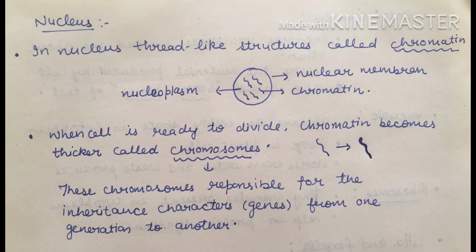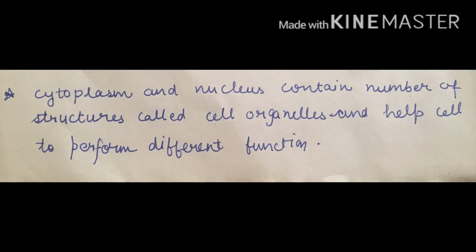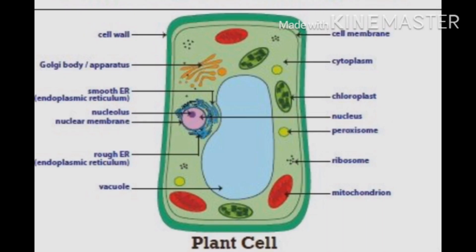Like in our body there are several organs to perform different functions, similarly in the cell, yes, in this tiny cell there are a number of structures present in the cytoplasm and nucleoplasm, and these tiny structures are called cell organelles, and these cell organelles perform different functions.